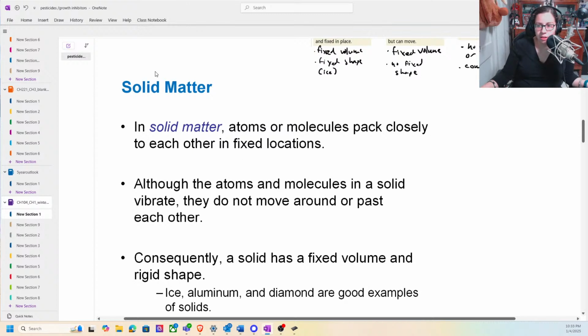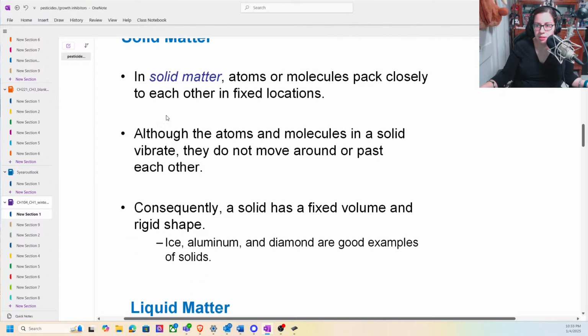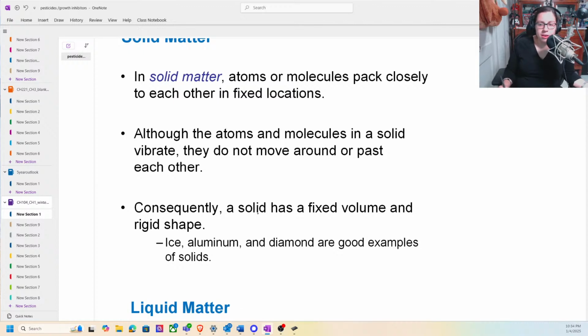And then here's just our text, and we can recap. For solid matter, we said the particles were packed closely in fixed locations. It mentions that we still have vibrational movement, and electrons are still moving around. They're not going to slide past one another. We can think of different examples: of course ice, but then we have aluminum, diamond, any other metals, gold, wood. You can of course find many solid objects.